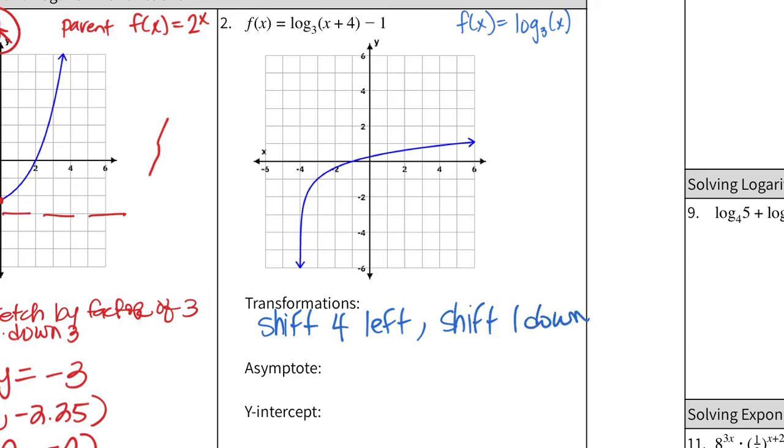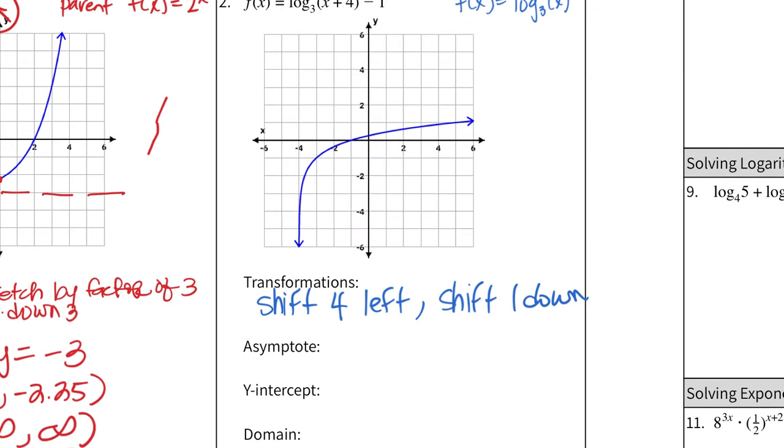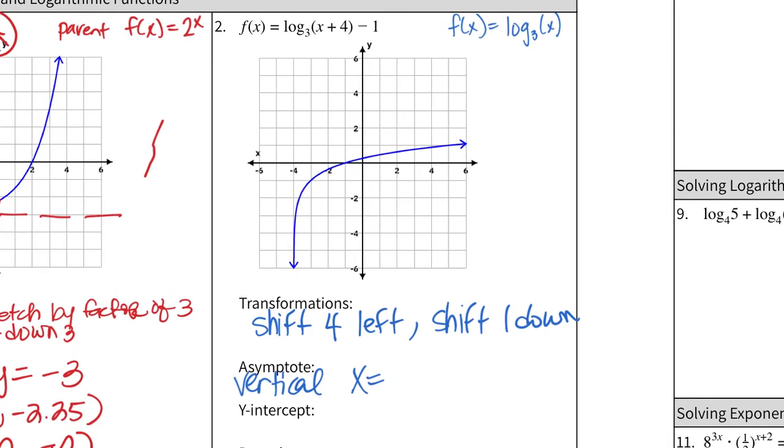Okay, asymptote. So because logarithms are the inverse of exponential, everything's going to seem like it's opposite. So this time around, our asymptote's going to be vertical, which means that it's going to be x equals. And it's always going to be the number in the inside of the parentheses, only opposite sign. So I know this is plus 4, but our vertical asymptote's going to be at negative 4. And you can see that from the picture as well.